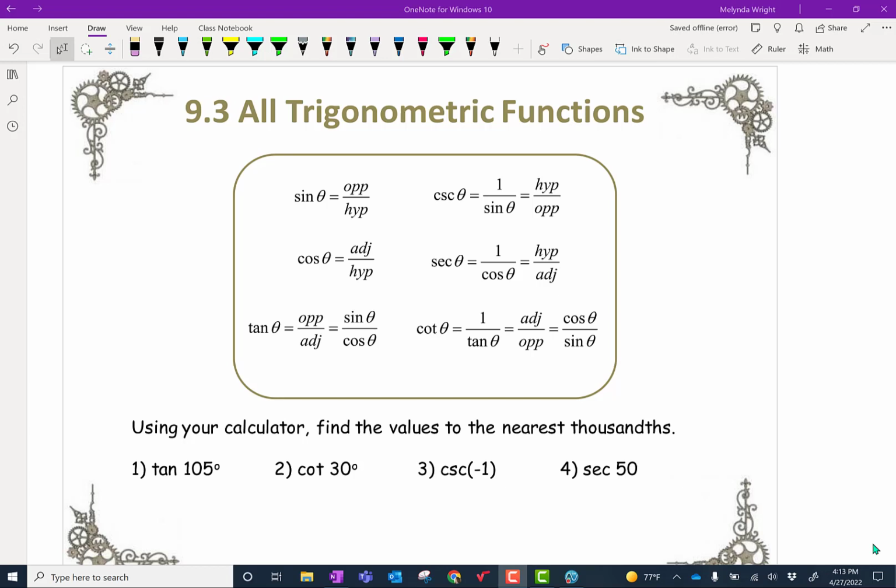All right, let's take a look at our lesson for today. We are going to talk about the other three trig functions that we really haven't talked about yet. So let's kind of remind ourselves where we were.